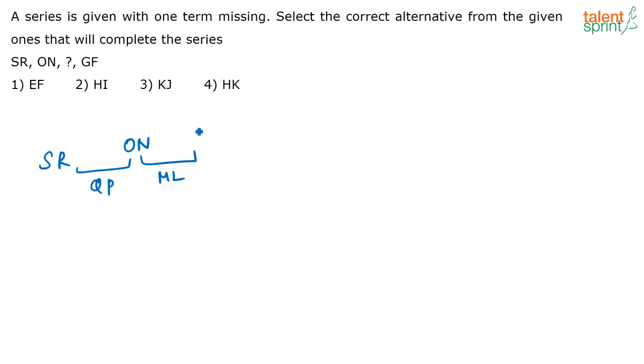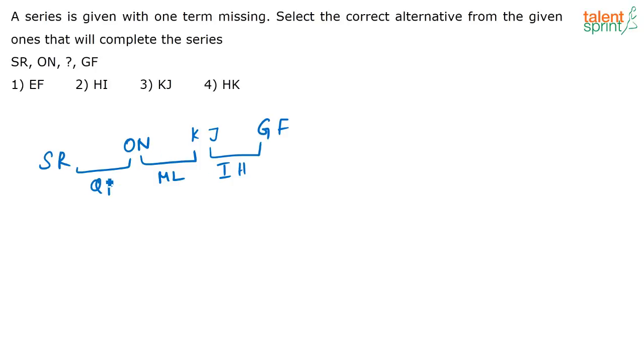Now before ML what will come? JK, JKLM, correct? Then again 2 alphabets will be missing. So what is going to be missing? It is going to be HI. So here it is going to be EFG. See, if you are looking at it in alphabetical order, F, G, H, I, J, K, L, M, N, O, P, Q, R, S.